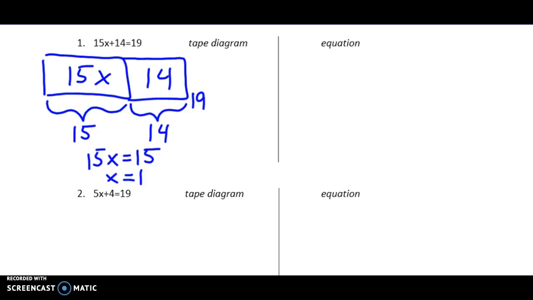Since we take away the 14, you see there has to be 15 left. My 15 x's altogether have to equal 15. The only way that's possible is if each x represents one number.